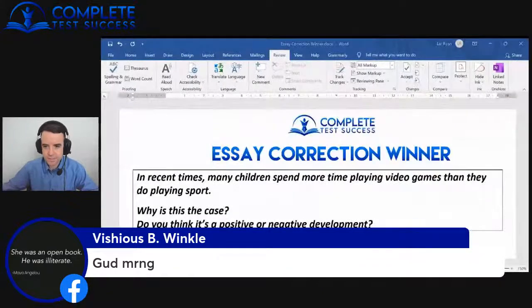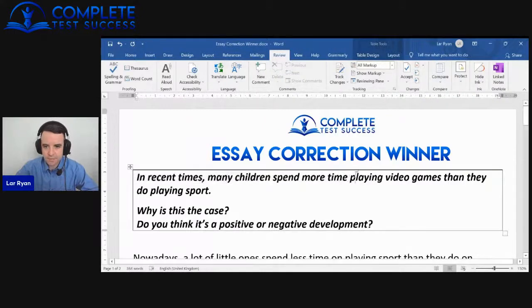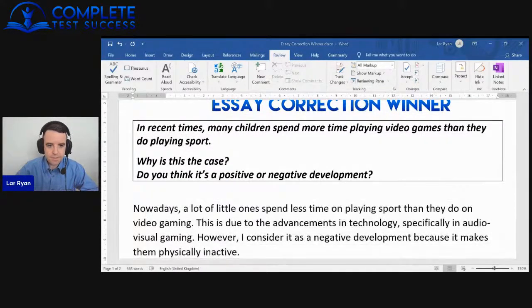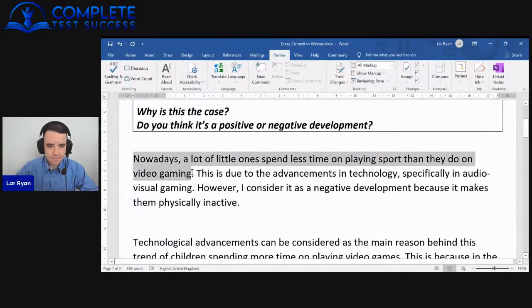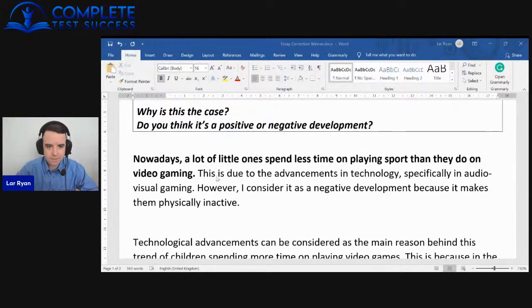So here we go. This is it. Like I said, I'll pop in and out between every paragraph and I'll see if anyone has any questions or any comments. So feel free to get involved. So let's have a look at this. Okay, so this is the question. In recent times, many children spend more time playing video games than they do playing sport. So that's what I'm expecting in this first part of the sentence here.